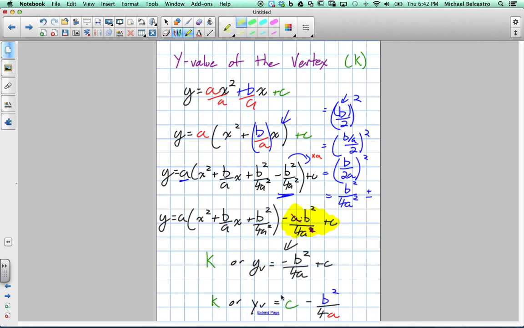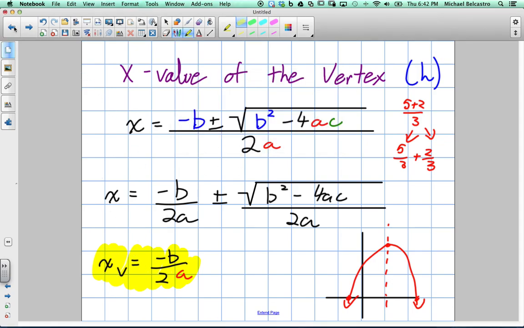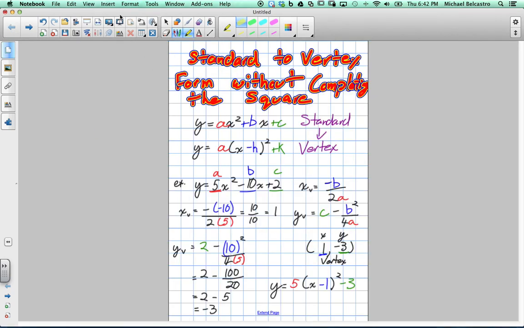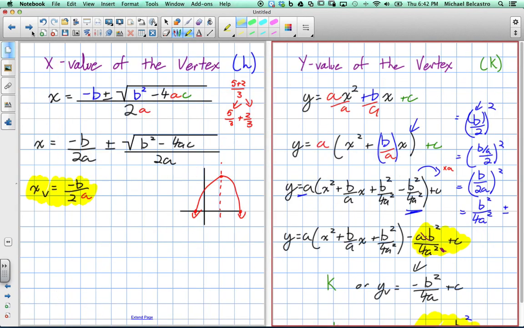And again, that's really important because that's the formula that gives us our y value. This was the formula that gives us our x value. And here's where we applied it. So take a look at everything. Perfect.